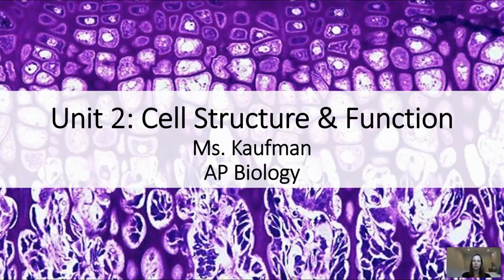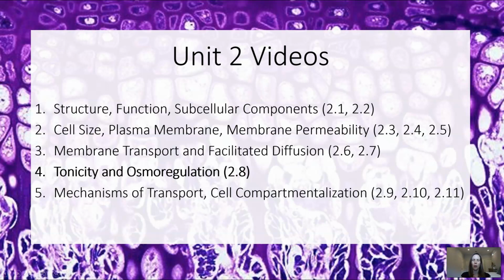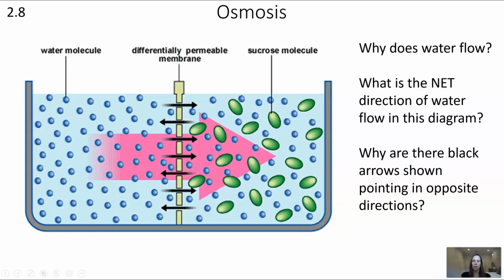All right, Unit 2, Cell Structure and Function, and this is video number 4, Tonicity and Osmoregulation, which covers Unit 2.8 of AP Biology. So at the heart of this concept is understanding why water flows. The process of water diffusing is called osmosis. So let's take a look at this diagram.